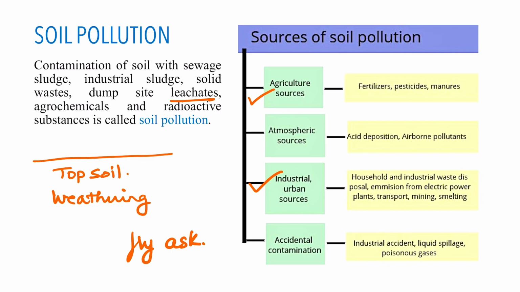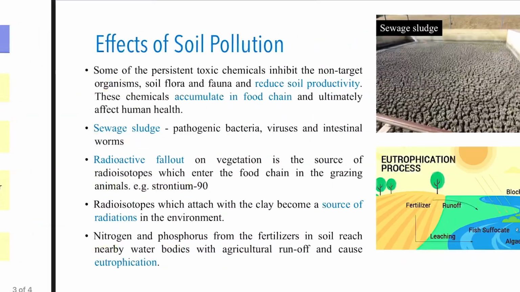Then various industrial wastes have toxic substances. They have metals like mercury and arsenic, which are very dangerous, and if exposed to humans, they can become very carcinogenic. They can cause a lot of health effects. Okay, coming to the next slide.